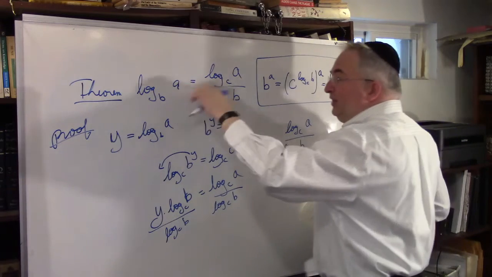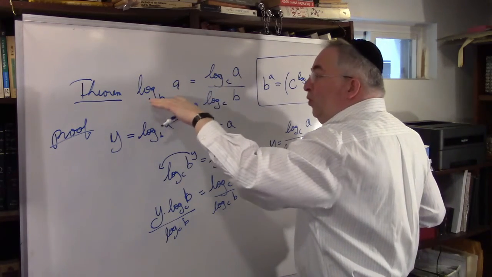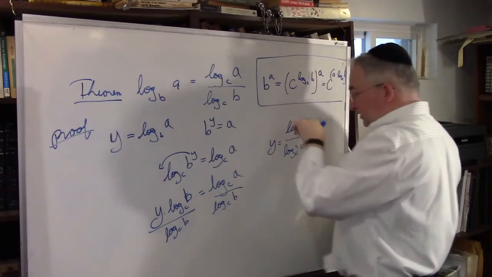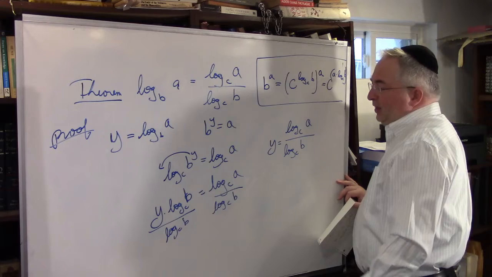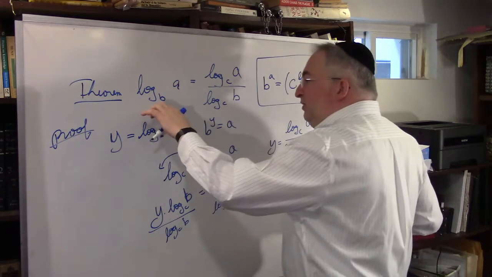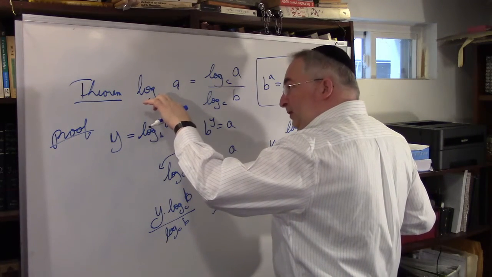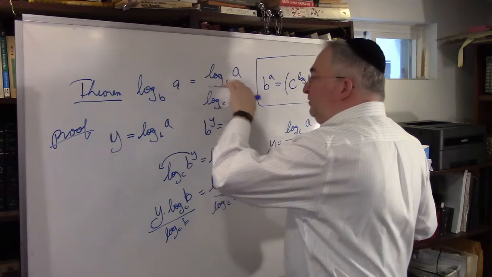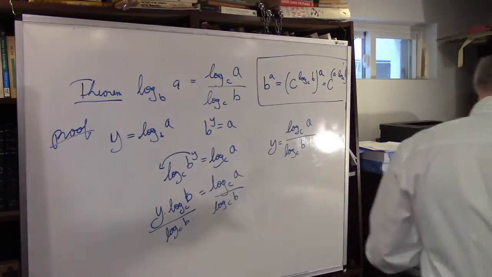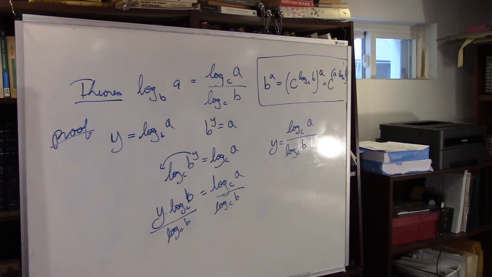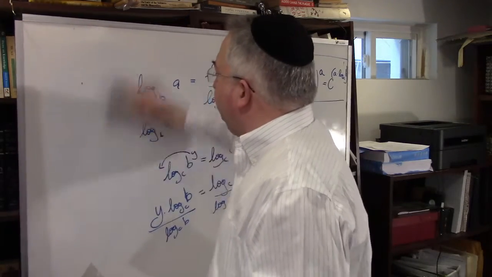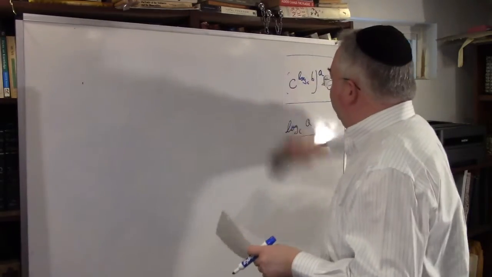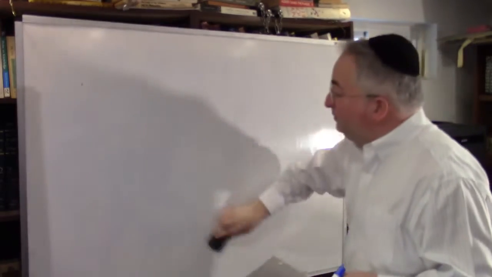Which is exactly what we started with. So again, what's log base b of a? Well, it's equal to y, which is equal to this. The main point of this theorem is that I can write logs of base b in terms of logs of base c. That's a theorem. Let's use an example of what that means in terms of your real calculator.